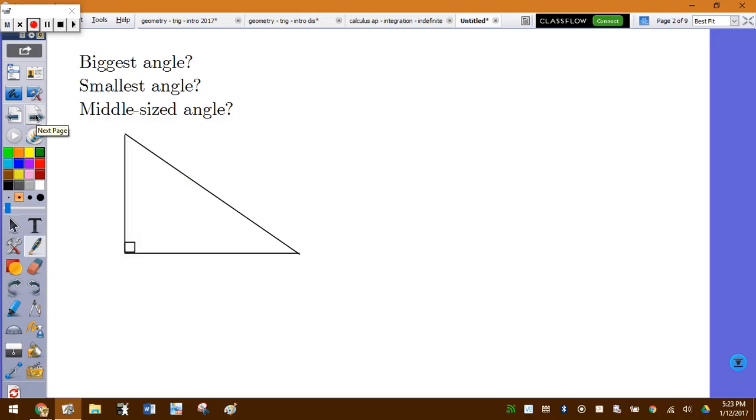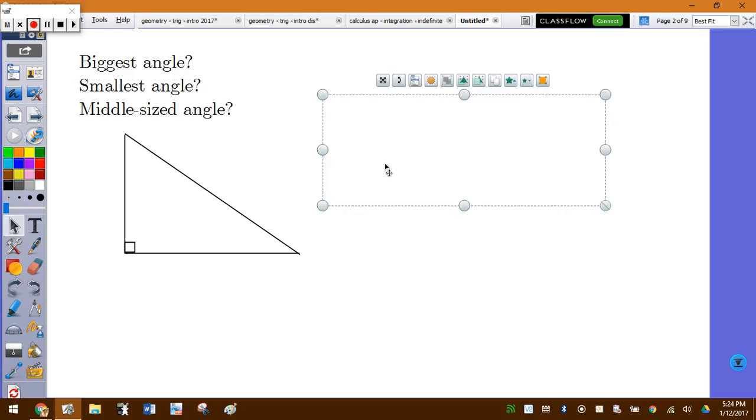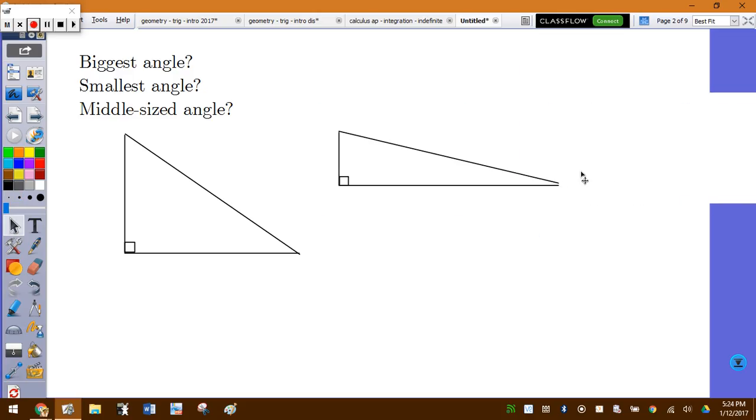Here you have a seemingly simple question. What's the biggest angle of the shape, the smallest angle, and the medium-sized angle? Without any measurements here, it's a bit of a vague question with a vague answer, perhaps. But if we do what's often good in mathematics, and that's to exaggerate some of the proportions, therefore getting a better picture of the relationship here, then this might show us a better picture.